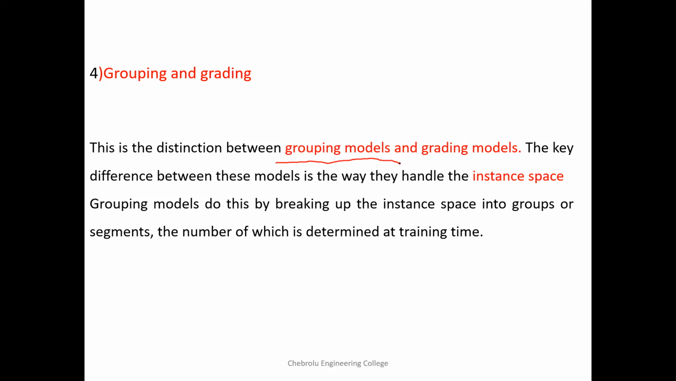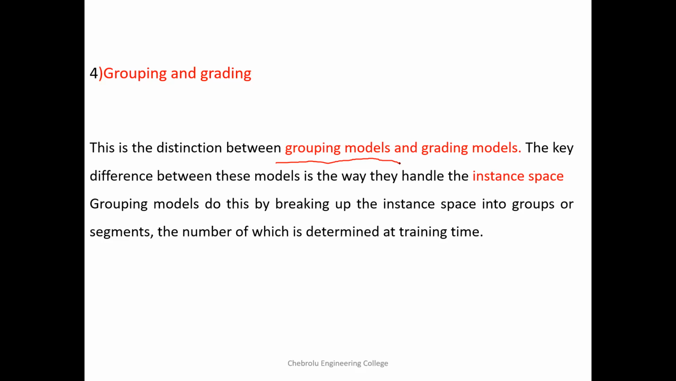All real numbers are grouped into one. All characters are grouped into one. All strings are grouped into one. Grading means if there is some data, divide numeric. All numerics are graded. Numeric means it may be an integer, it may be a real value, something like that. And all other non-numeric are graded separately.